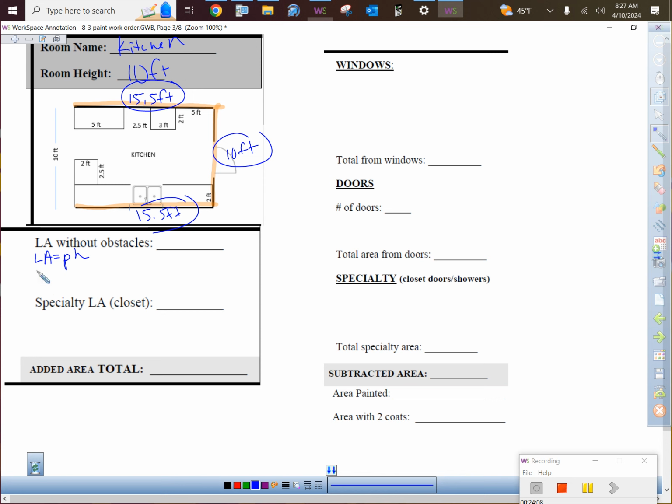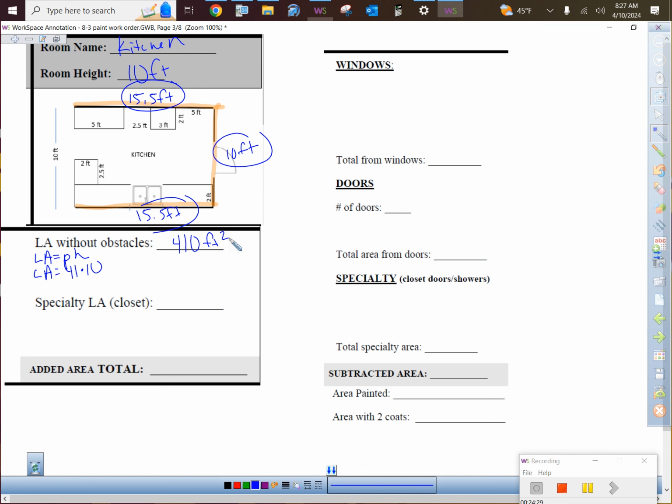How much, baby? 41. What is the height of the room that is getting painted? 10 is correct. So that is 410 square feet. Were there any closets in this room? That's the only specialty area that myself and Voorhees could think of. If you have a design on yours, let me know.